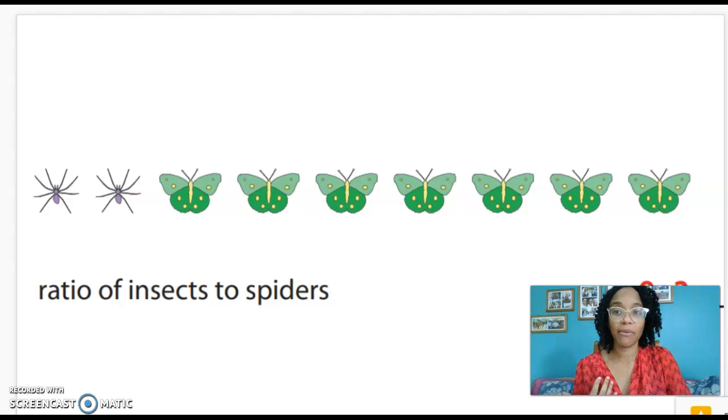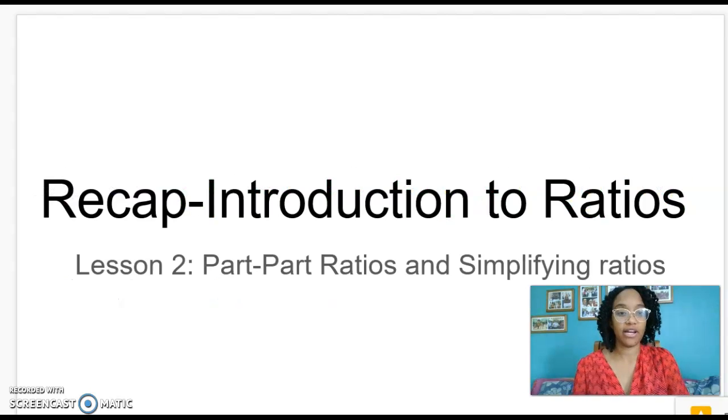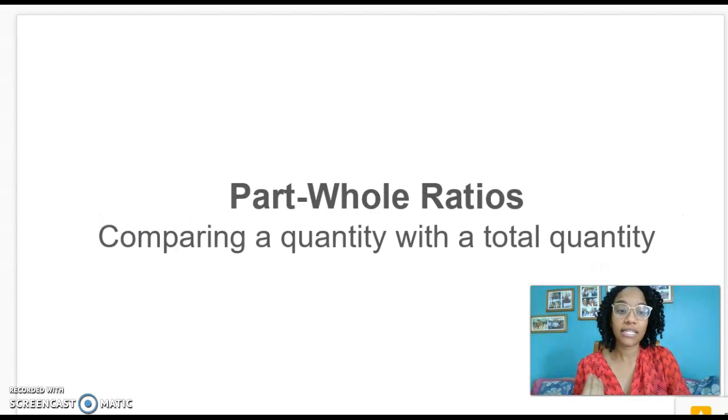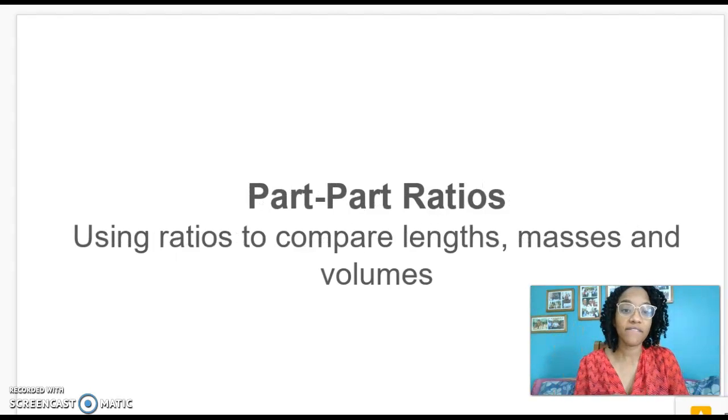Today, I want you to remember that we recapped our introduction to ratios. We looked at how we created part-part ratios and we remembered how to simplify. Next, we looked at part-whole ratios, where we compare a quantity with a total quantity. We have to zoom out to see everything that's there. Finally, we use part-part ratios and part-whole ratios to compare lengths, masses, and volumes.